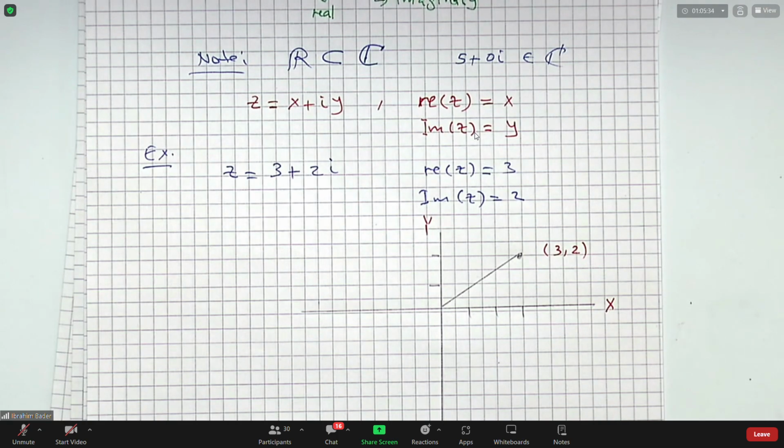So whenever you have a number, yes, please. Why did we take 2 as y? It is the agreement to represent complex numbers in a special, let's say, Cartesian coordinate system. Okay, it's by agreement. If we say i is with x and j is with y.